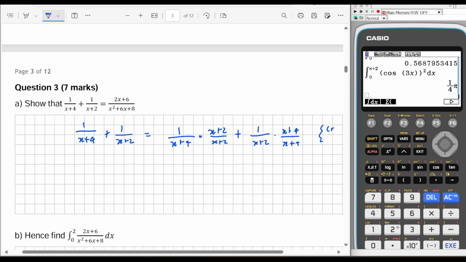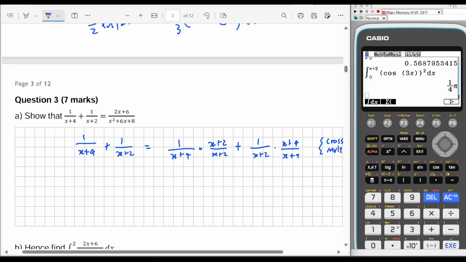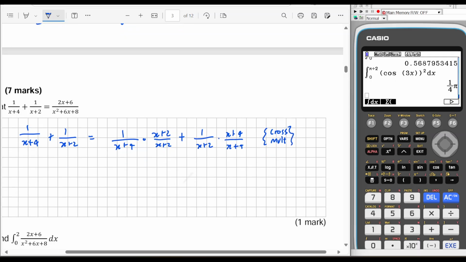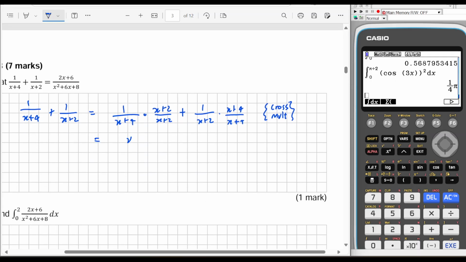And this is just cross multiplying. Since it's a show that question, it's good to sort of explain what we're doing in each step. So this will become x plus 2 over x plus 4 with x plus 2. Plus, and then this will be x plus 4 over x plus 4 with x plus 2. They both have the same denominator, so we can just add them up. X plus 2 plus x plus 4 over x plus 4 with x plus 2.